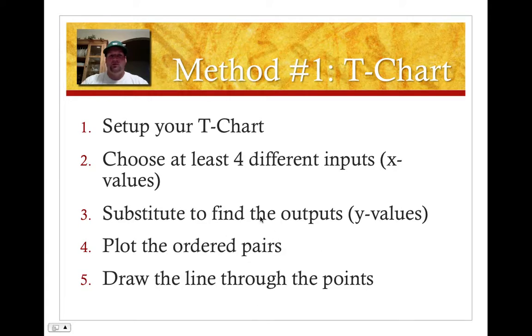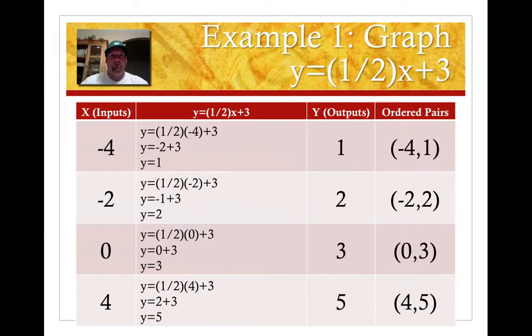Okay. Substitute into the equation to find your y values is step 3. And then once you have your x and your y values, you make the ordered pairs and you plot those ordered pairs. And then you draw the line through those particular points. 5 easy steps, t-charts. So let's look at an example here.